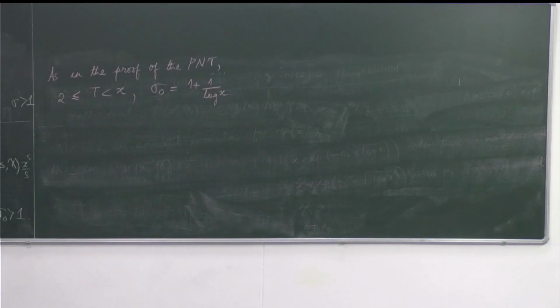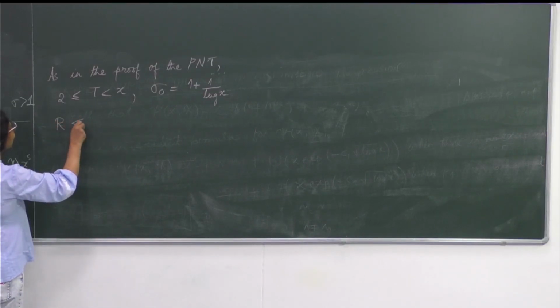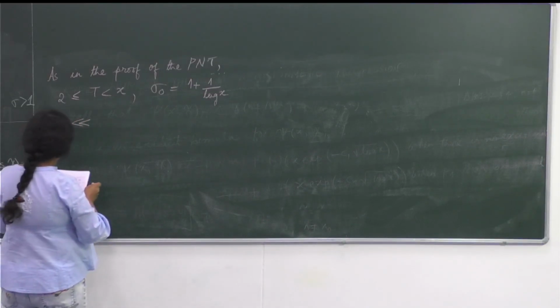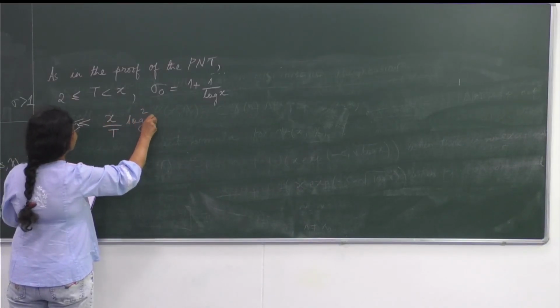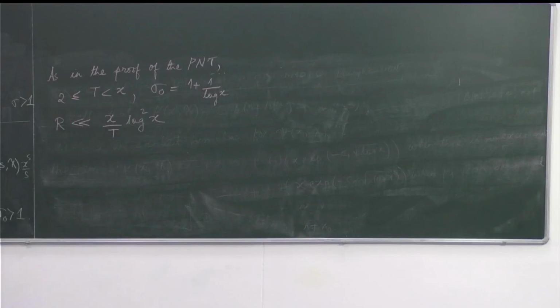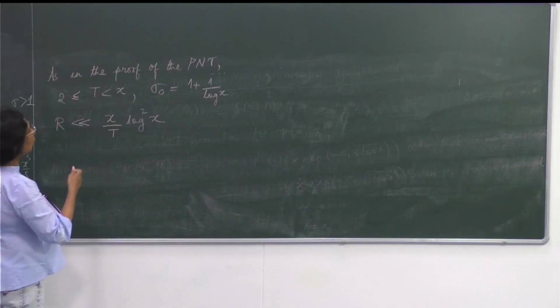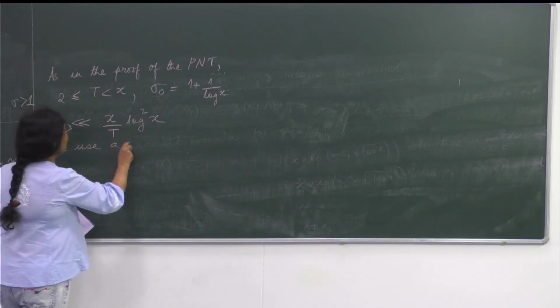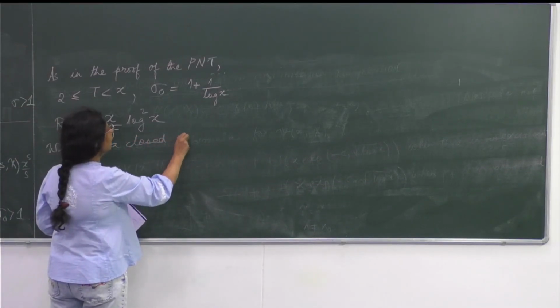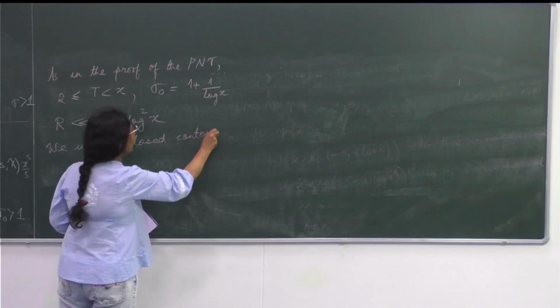Okay? And this r that I have written here is bounded by x over t times log squared of x. Okay? So as in the prime number theorem, we take a closed contour which consists of 4 points. You know which 4 points it's going to take?